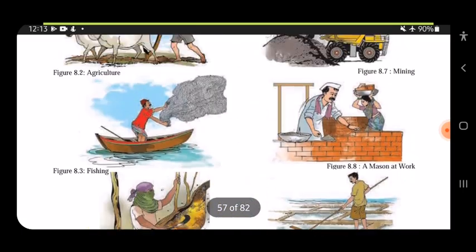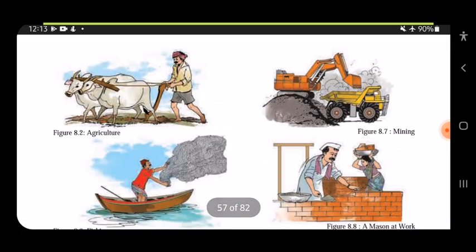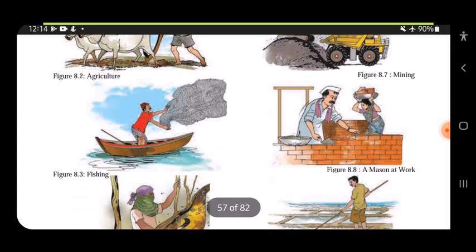Now let us see what is being loaded in the truck. What is being loaded? What activity is being done? Mining, and mud is being loaded. What are we going to get from it?